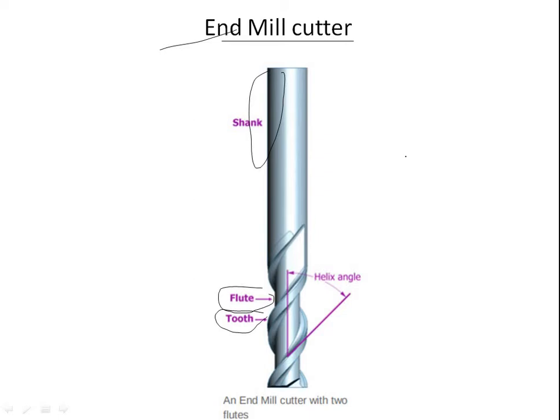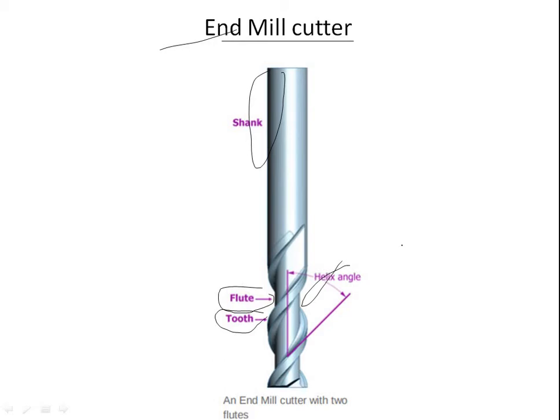Flutes and teeth. The flutes of the milling bit are the deep helical grooves running up the cutter, and you can see the helical angle shown here. The sharp blades along the edge of the flute are known as the tooth. The tooth cuts the material and the chips of the material are pulled up the flute by the rotation of the cutter. There is almost always one tooth per flute, but some cutters have two teeth per flute.